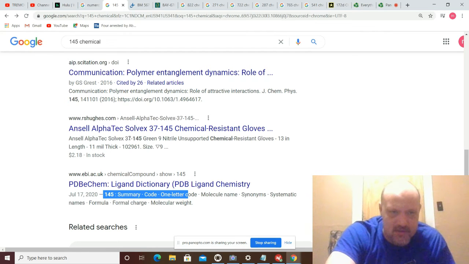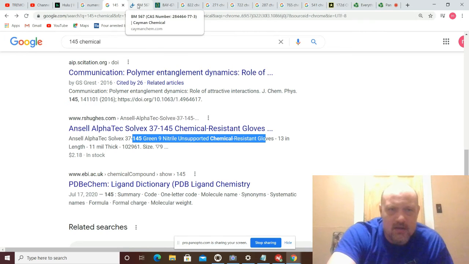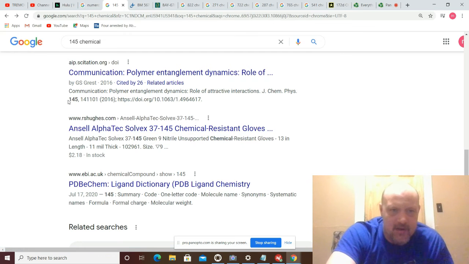Alpha-Tech Solvex 145 chemical resistant gloves. So nothing terribly interesting, but it's there. Oh, communication, polymer entanglement dynamics, role of attractive interactions. And there's your 145 right here.